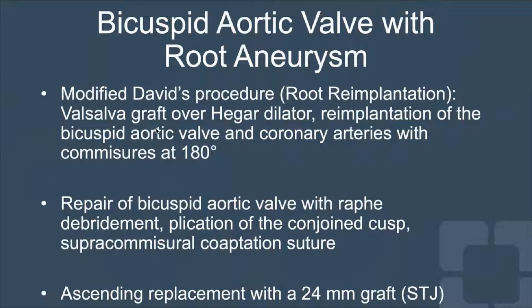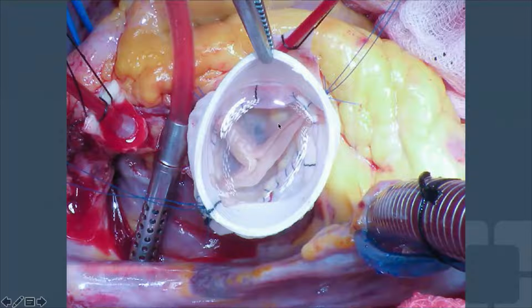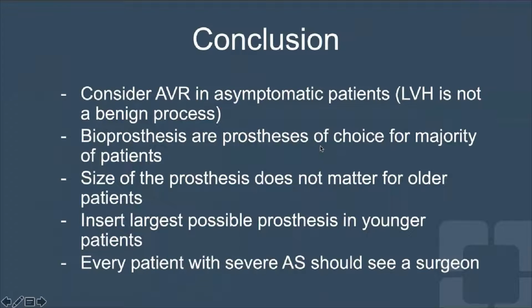For a bicuspid valve with a root aneurysm, we will perform what's called a David's procedure or root reimplantation procedure, where the aorta will be removed. However, the valve will be spared. The aortic root will be replaced with a graft, and the patient's own aortic valve will be reimplanted into the new graft, and the coronary arteries would then also be reimplanted into the new valve. You would end up with something looking like this, where you have two leaflets that are now symmetrical. The conjoint cusp has been plicated so that the free edge of the leaflets match in length, and the entire root has been replaced with a graft.